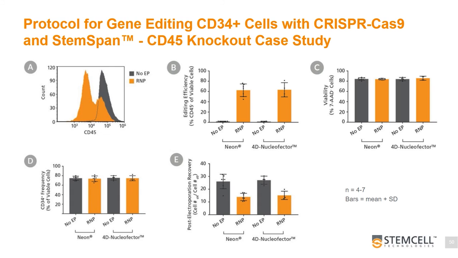So the result here showed that RNP electroporated sample exhibited loss of CD45 expression on the cell surface, which is shown here as greater than 60% average knockout efficiency, while maintaining viability at greater than 80% average viability across all tested donors. Figure D showed the result of the same tested donor that exhibited loss of CD45 expression. However, the percentage of CD34 expressing cells were unaffected by RNP delivery.